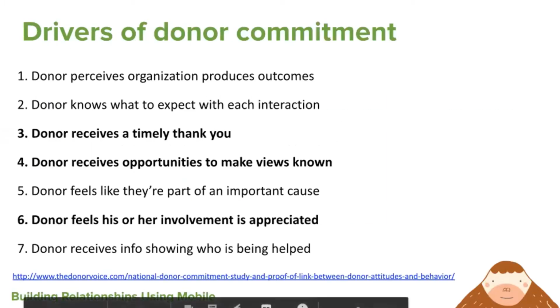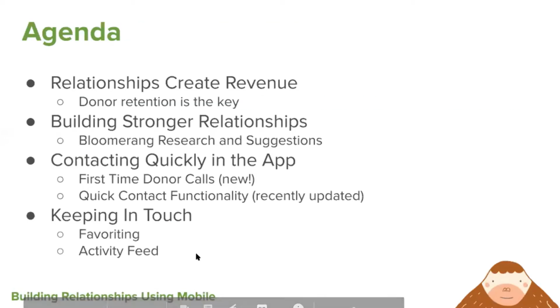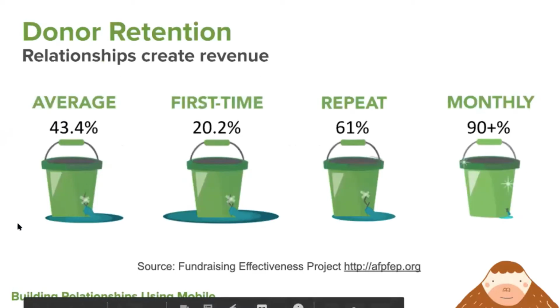Oh, I'm so sorry, jumping right ahead. There are two sections within the mobile app that I want to cover. The first one is how to contact quickly, and the second one is keeping in touch. So what are ways that you can keep that relationship going with your donor even after those initial touch points? With that, let's go right ahead.